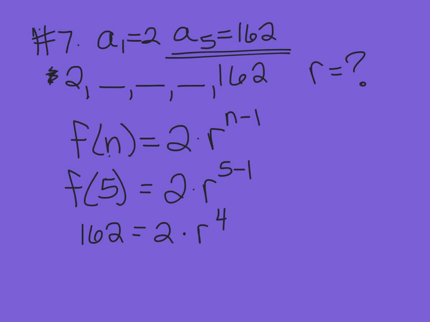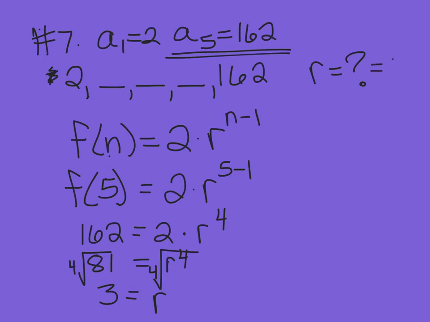And now we're just solving equations like we did before in the last chapter. So first thing we have to do is divide by 2. We can't take the 4th root yet. We have to divide by 2 first. So 81 equals r to the 4th power. And now we can take the 4th root of both sides. The 4th root of 81 is 3. And the 4th root of r to the 4th is just r. So now we know our common ratio, 3.